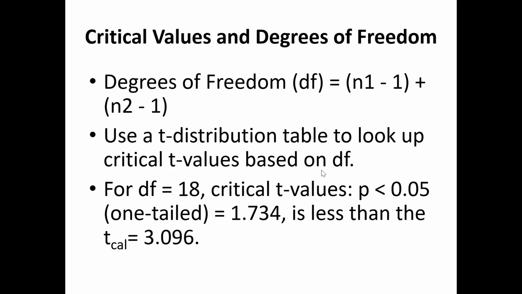Now, the critical value: this is exactly how we got the degree of freedom, N1 minus 1 plus N2 minus 1. So use the T distribution table to look up the critical value, which we just did. Then for degree of freedom 18, critical value at T less than 0.05, that is one tail, we saw it here, 1.734. And this is less than our T calculated value, which is 3.096.